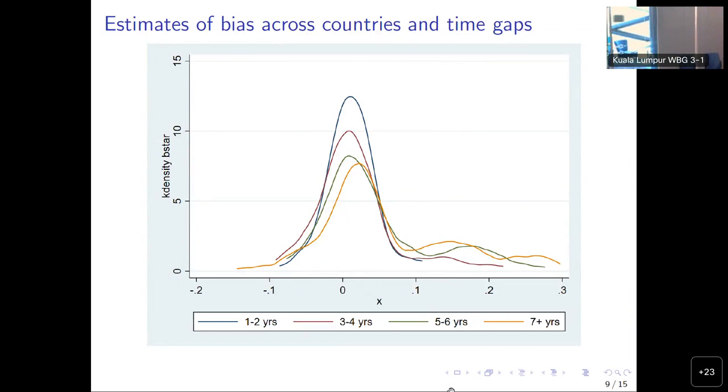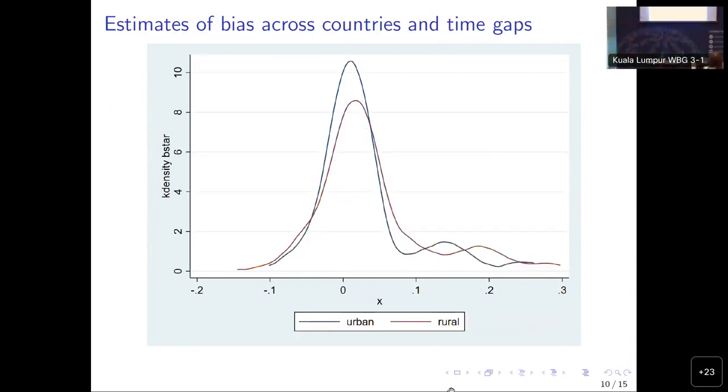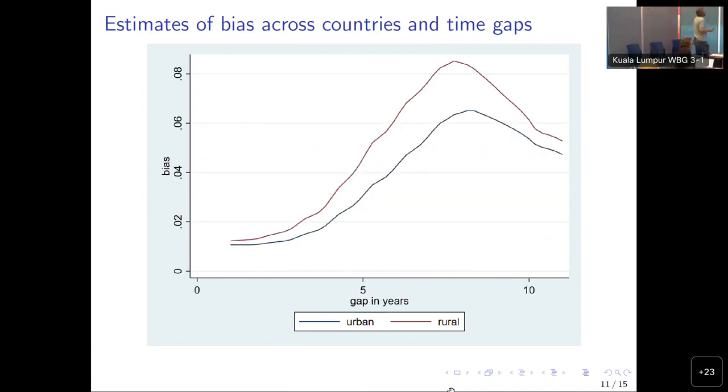And as you can see, the bigger the gap, the more density we have towards the right, the more scope for bias there is. This is urban and rural. This seems to suggest that there is more scope for bias creeping in rural areas than urban areas. So that gives you some rough indication that this lack of model stability may be a bigger issue in rural parts of the country than urban. And this plots the bias as a function of gap.